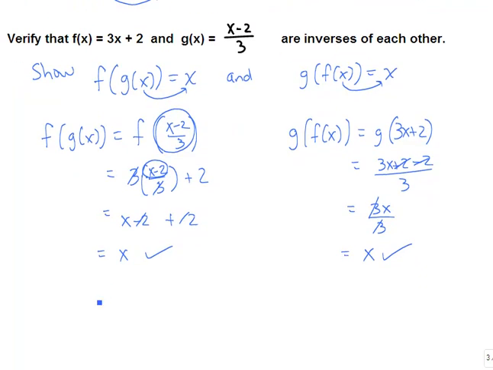So we could really say, using notation here, that if f of x is 3x plus 2, then f inverse of x is (x minus 2) all over 3.